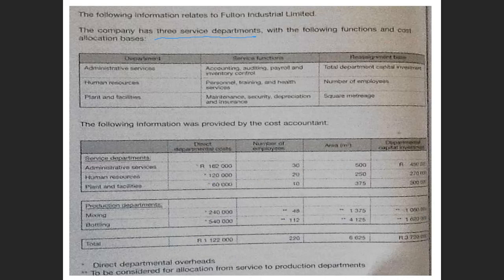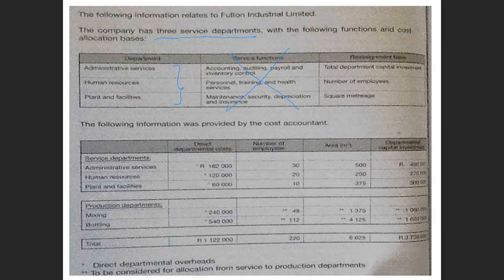So here they've said to you that there are three service departments. It is your admin, your HR, and your plant and facilities department. You don't have to worry about this column, and this is exactly out of your textbook. I'm just showing it to you here so you can see where we're getting the information from.